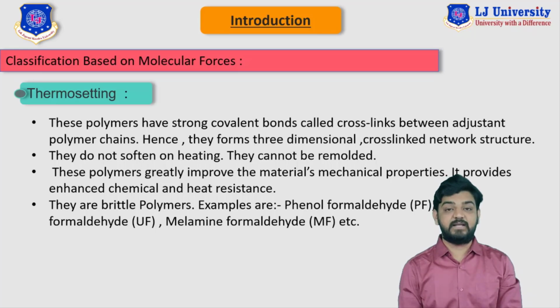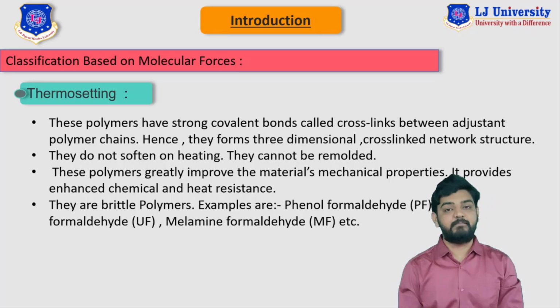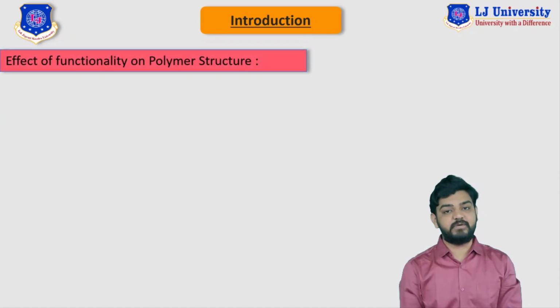We have seen the classification of polymer based on the source of origin as natural polymer and synthetic polymer. Then we have seen the classification based on the structure of the monomer chain as linear polymer, branched polymer, and cross-linked polymer. Then we have seen elastomer, fiber, thermoplastic, and thermosetting polymers. Now let's move to the next topic, the effect of functionality on the polymer.